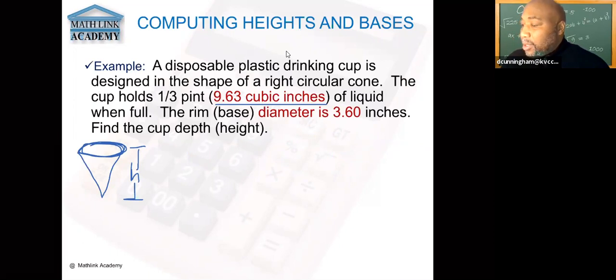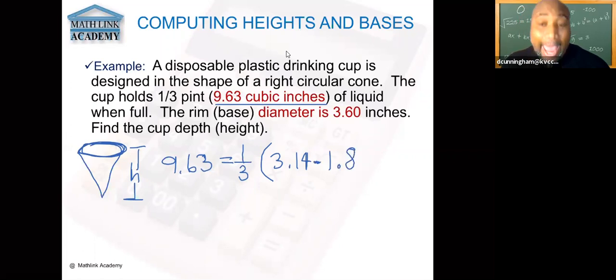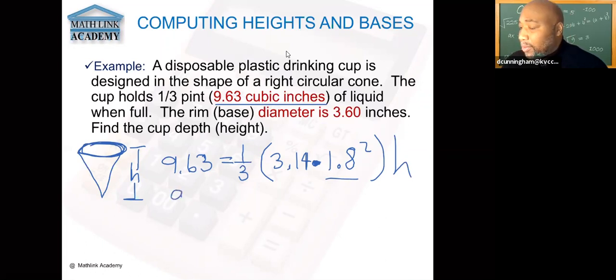So our volume again is 9.63 cubic inches, which is equal to 1/3 times the area of the base, which is 3.14 times 1.8, half of that number because we're using the radius, squared, and then times h. H is unknown. Let's square 1.8, multiply by 3.14, and divide that by 3.